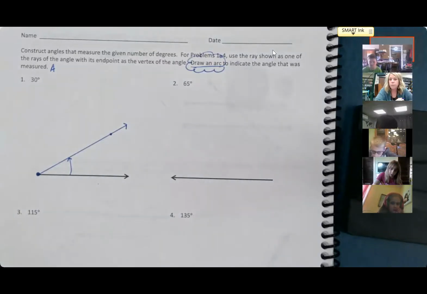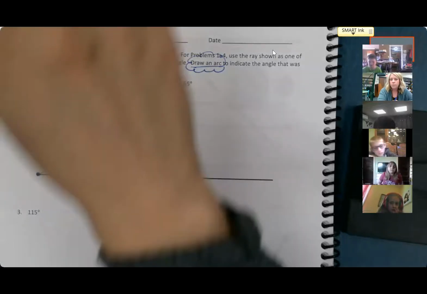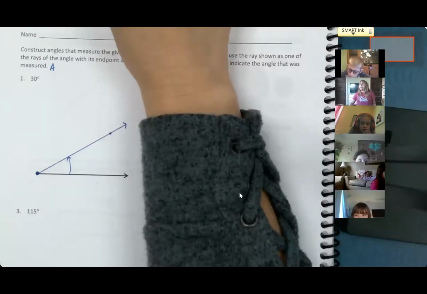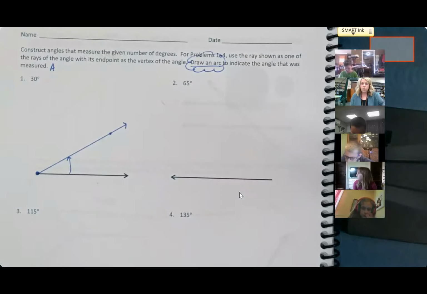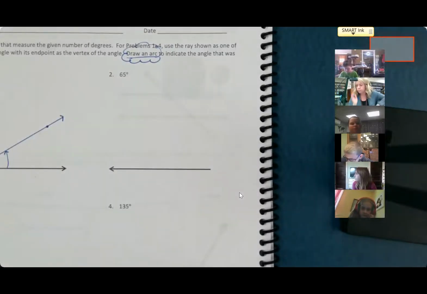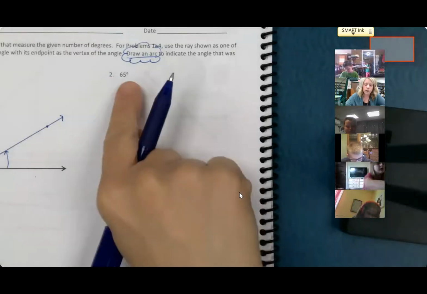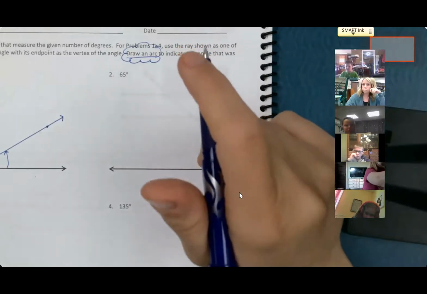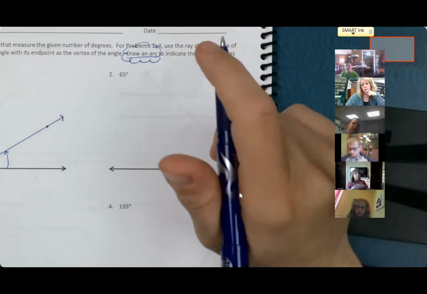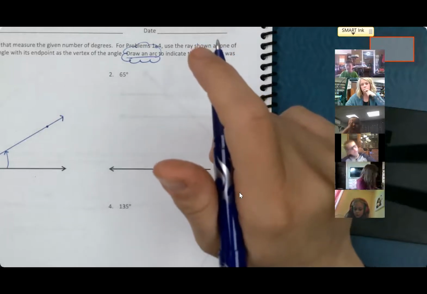So far with that first example, does anyone have any questions? Anything I can clear up before we move on? Nope. Okay, let's go and look at number 2. Soren, what degrees does the second angle need to be? 65. Soren, so 65 degrees, acute, obtuse, straight, or right? What kind of angle is 65 degrees?